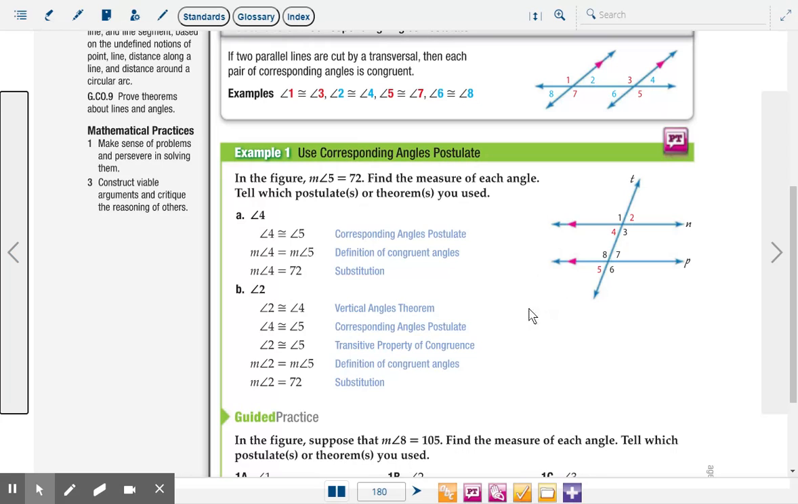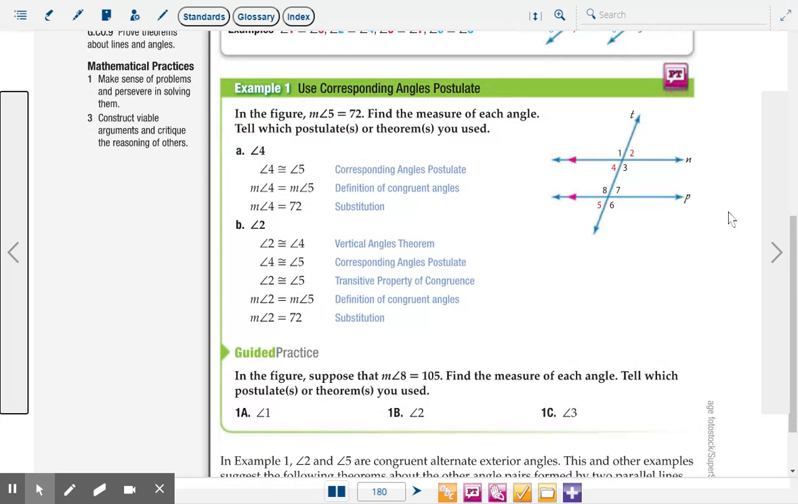Okay, so all these things start to come together. Using the same picture, let's just do it this way. What if angle 8 was 105 degrees? Here's angle 8, 105 degrees. Tell me all the other angles in this picture then that will have a measure of 105 degrees. Well, I know 8 and its corresponding angle, number 1, are also going to be 105. 8 and 6 are verticals, so 6 is 105.